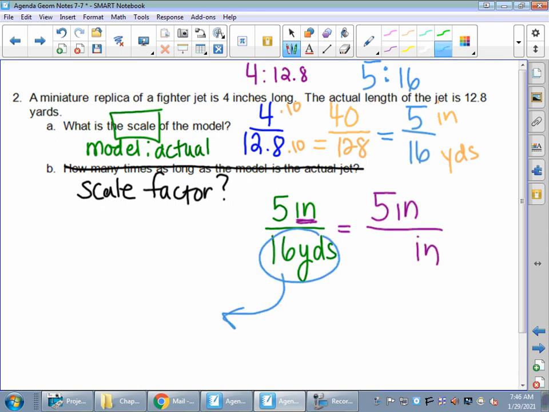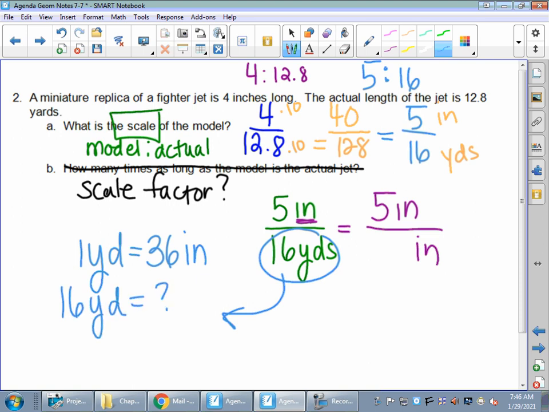I'm going to do this over on the side. 16 yards is equal to how many inches? Well, 1 yard is equal to, if there's 3 feet in every yard and 12 inches in every foot, would you agree that 1 yard is 36 inches? Maybe you already knew that. So 16 yards, we could actually set that up as a proportion. 1 yard to 36 inches is equal to 16 yards to how many inches?